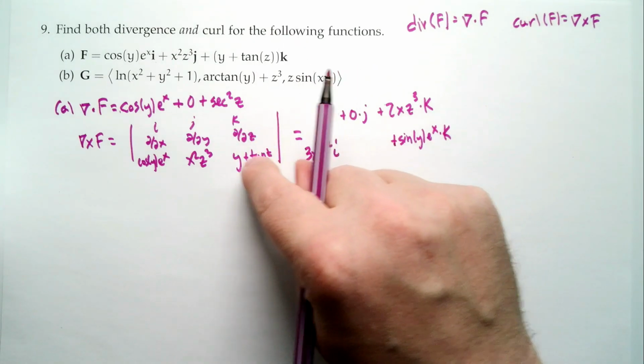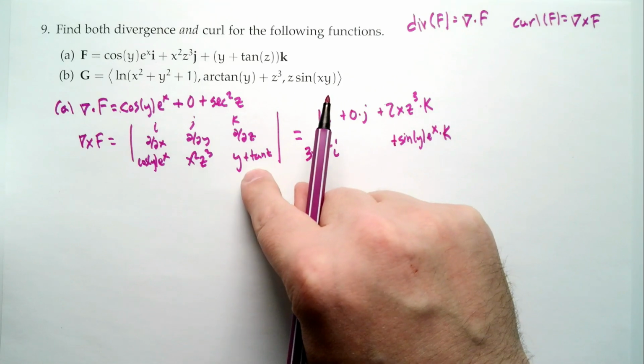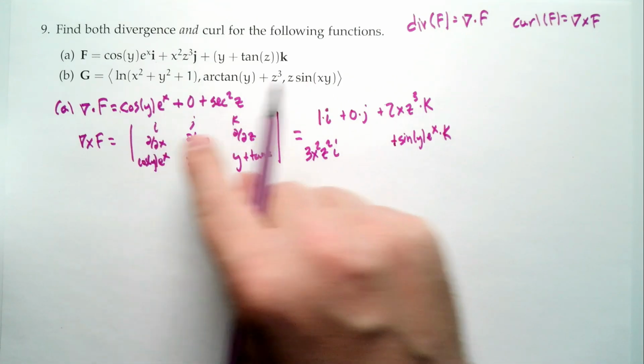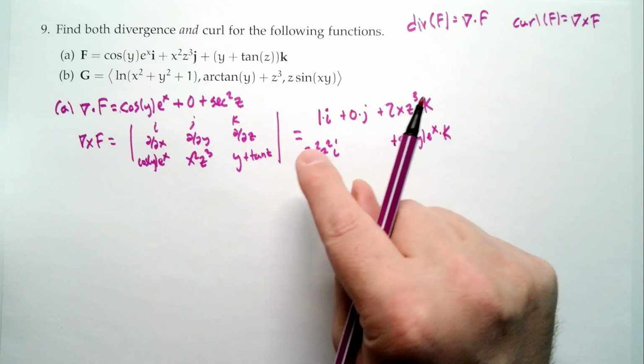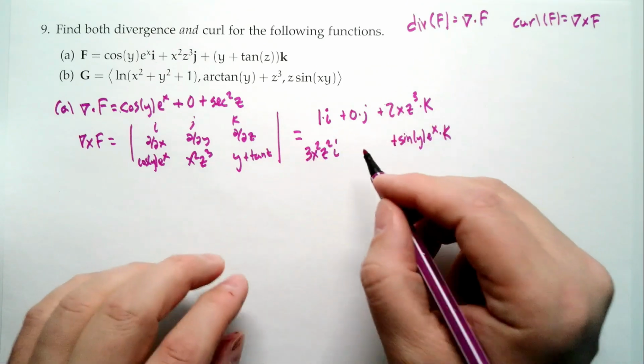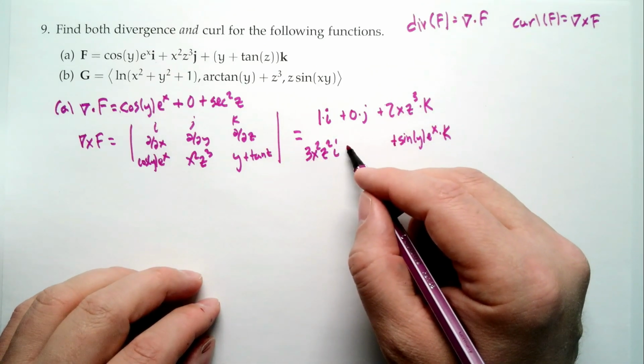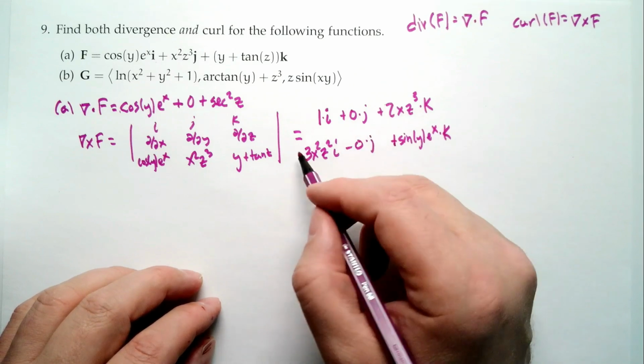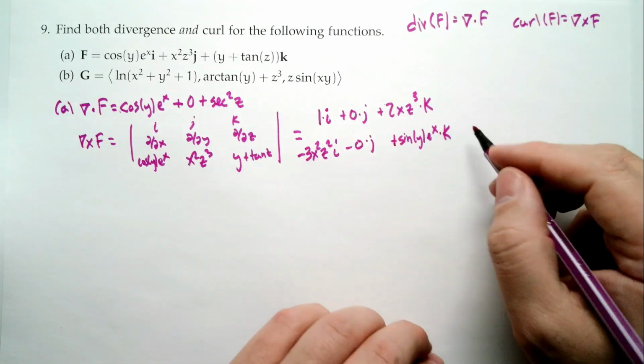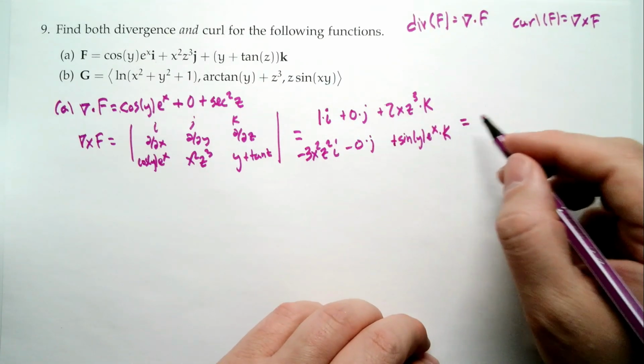And finally, we're going to have y plus tangent z, and then we're going to take the derivative of that with respect to x. Well, there is no x, so it's 0. And that's in the j direction. We're going to subtract it. And I forgot I need to subtract that one as well. So it turns out that we get the following.